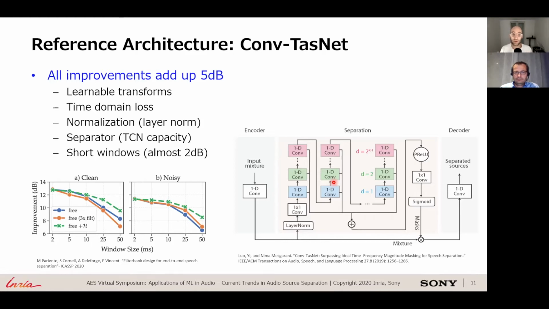So the encoder and decoder is a fully trainable transform, and as I show here in this paper, the effect of significantly reducing the window size or the kernel size of the convolutional networks greatly benefited the performance. That is almost 2 dB in performance. All the other tricks, for example, the time domain loss, the normalization, which is a layer norm, and the separator itself contributed as well, but none of them had such a large improvement.